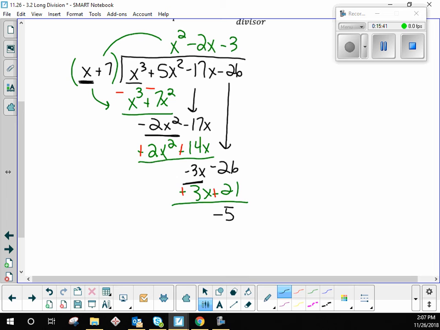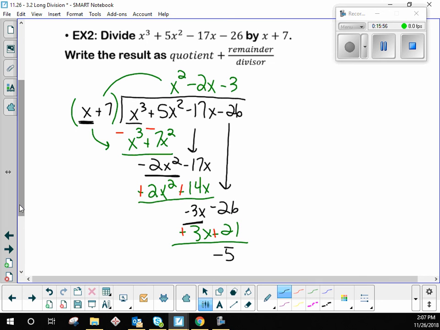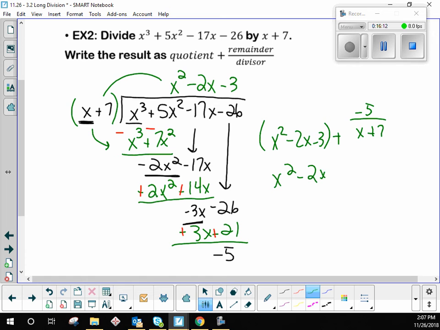Negative 5. I've had a large number of people put positive 5. This is so funny. I don't know why. They just forgot that it was a negative there, but all this beautiful work, and then they are giving me positive 5 at the end. It's happened a lot today. I find it amusing. And so then the final answer is the quotient, x squared minus 2x minus 3, plus the remainder, which is negative 5, over the divisor. Plus negative is the same as minus, so you could rewrite this as, you could write this as well, either one.